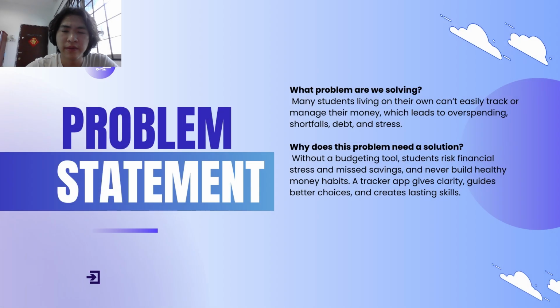Hello, I'm Jay. Let's talk about the problem statement. Many students living on their own find it hard to track income and expenses. Without a clear view of their spending, they often overspend or miss bills.